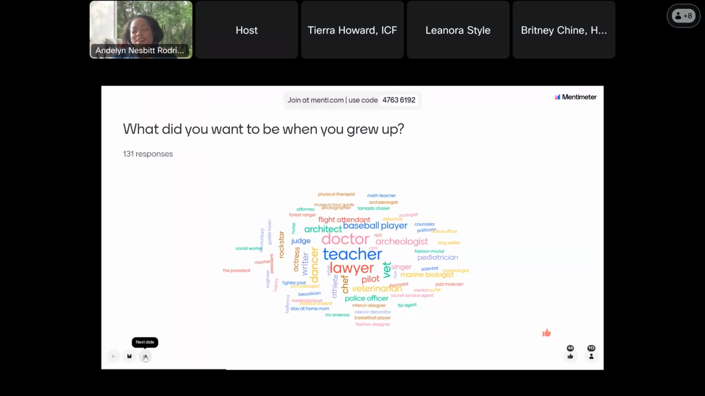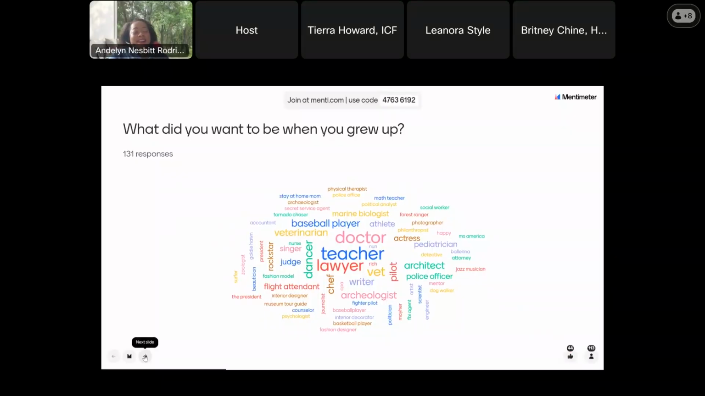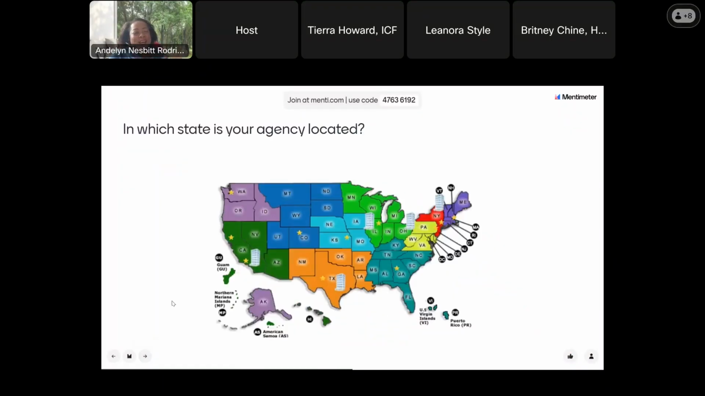Okay, let's move on to our next question. In which state is your agency located? You should be able to just tap the state if you're on your phone or click it if you're on your computer and let us know where you're at. This is really interesting just to see geographically who we have in the room, what HUD regions are represented here. It looks like we have a really good representation all across the United States. Lots of folks from California.